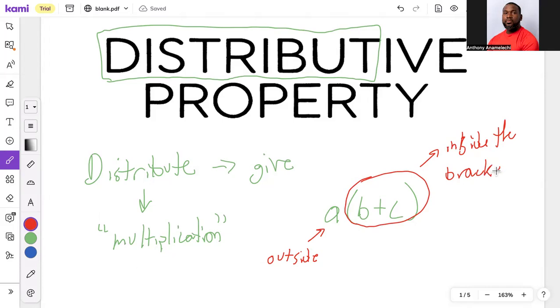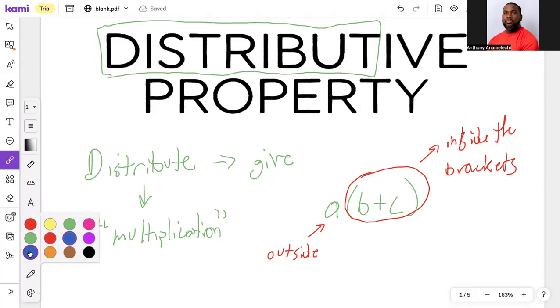Brackets, parentheses, whatever you want to call it. And we're going to distribute that number outside the bracket to all the numbers inside the bracket. Okay? And remember, when we distribute, we're distributing multiplication. So if you notice, there's nothing in between the number outside the bracket and the bracket. So if you see anything like addition or subtraction, it is not distributive property. Okay? So there's nothing in between.